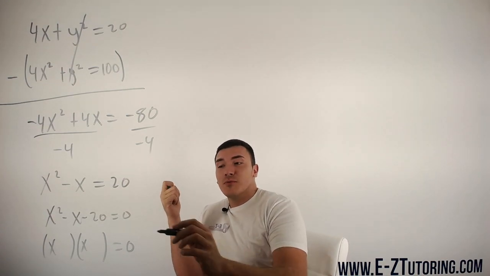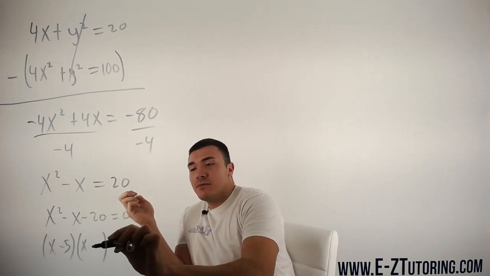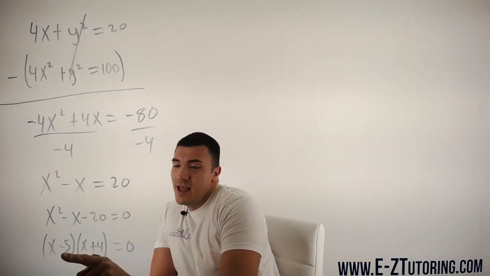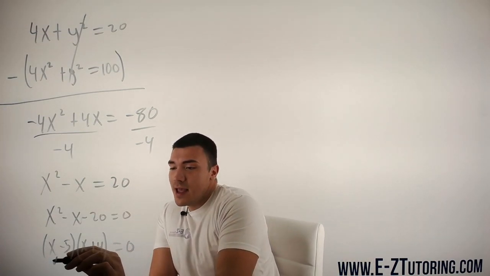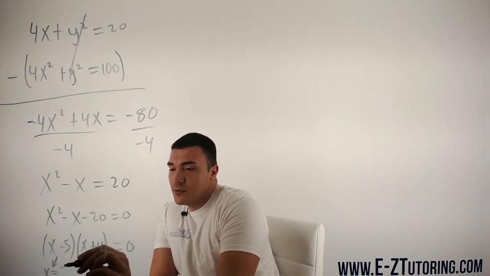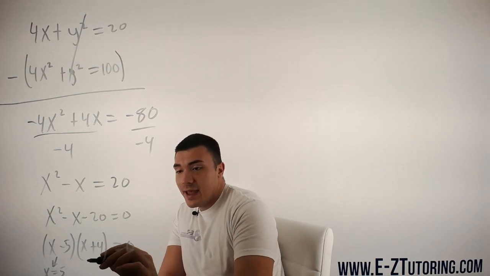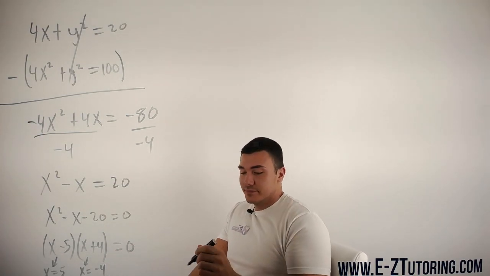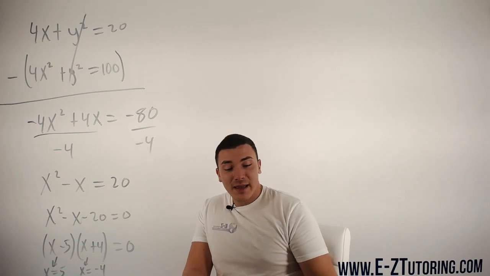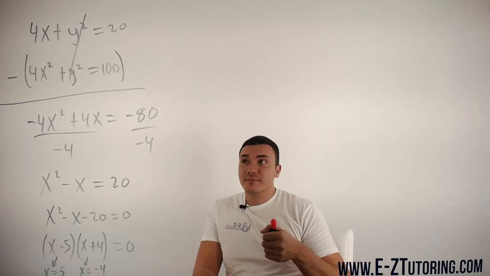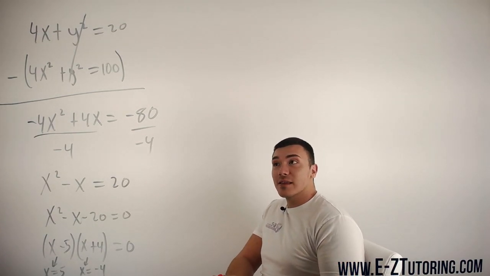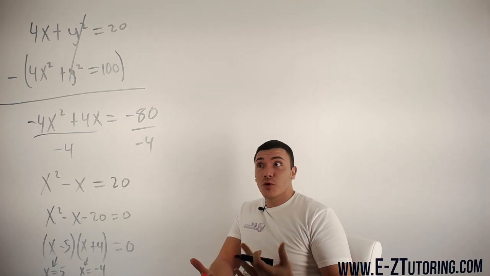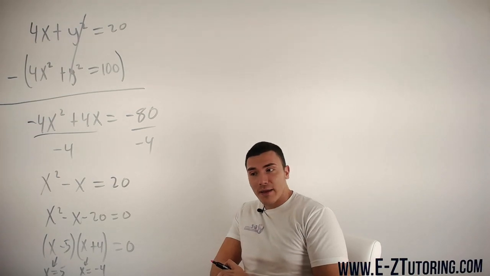So those two numbers will be negative 5 and a positive 4, which in turn means that if you want to solve for x, you take the opposite of those numbers. So x equals 5 and x equals negative 4. So we got two values for x. So now that we got two values for x, what we want to do is plug those in to find our corresponding values for y.